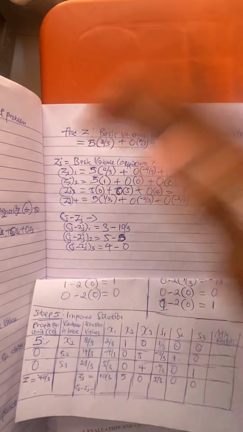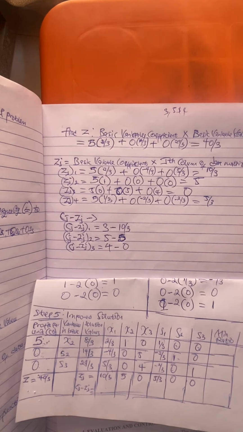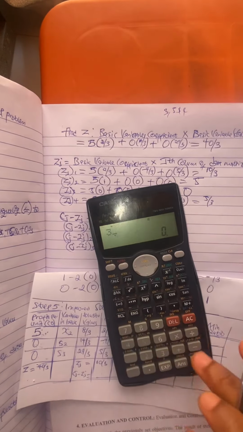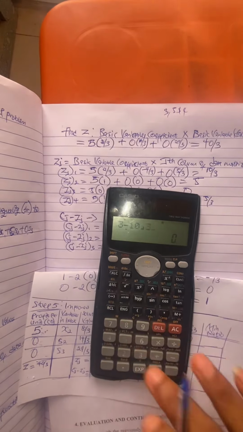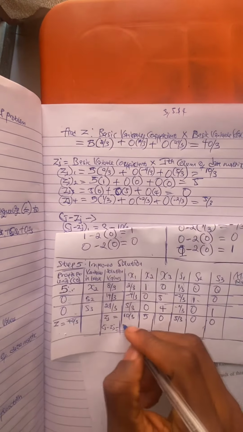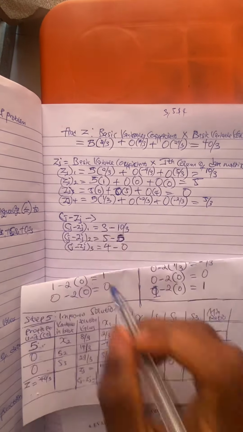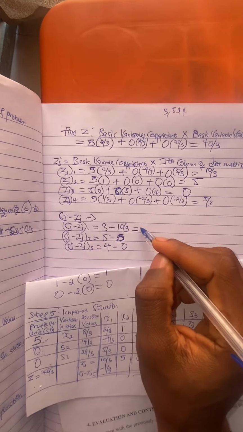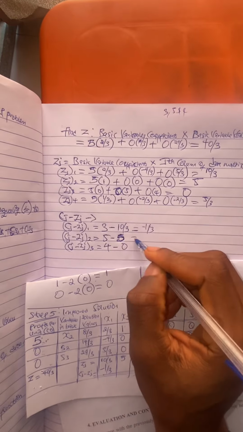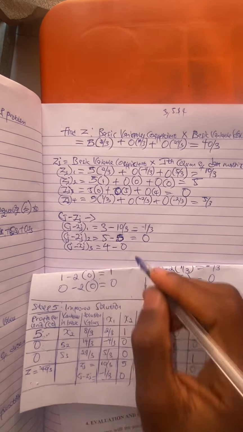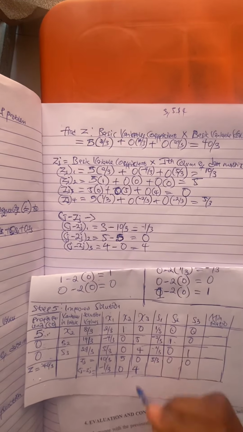So the rest of the Cj values are 0, because that's where the objective function ends. So the rest are what? 0. So 3 minus 10 all over 3 gives you what? Minus 1 over 3. So you put your minus 1 all over 3. And then your 5 minus 5 is 0, which is 0 here too. And then 4 minus 0 is what? 4, which is 4 here.